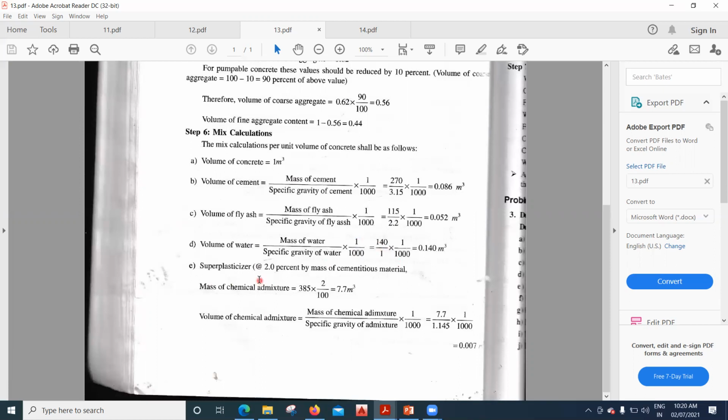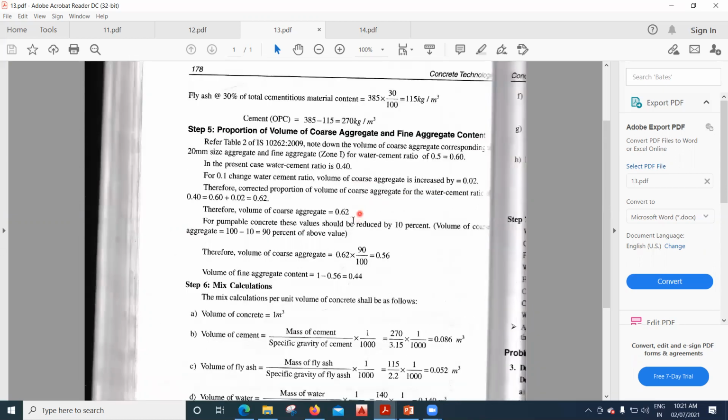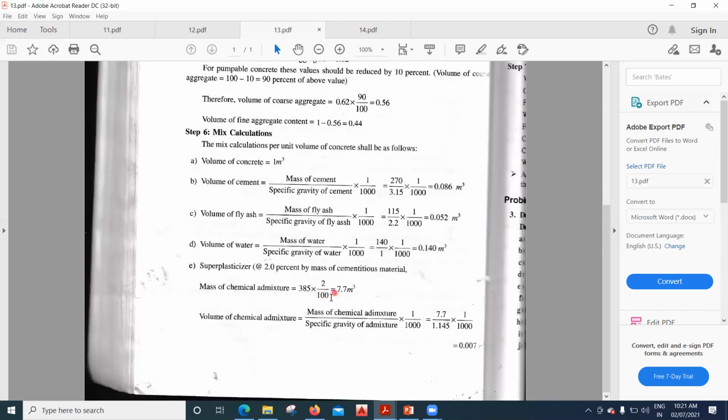Next is superplasticizer. Here we are going to make use of 2%. As I mentioned, you can take 1.5% also. Again, it depends on your site conditions. Therefore, mass of chemical admixture: always remember, we add admixture in terms of percentage of the cementitious material. So 385 is the total cementitious material, isn't it? For this, we'll put 2%. 385 into 2 divided by 100 comes out to be 7.7 kg.